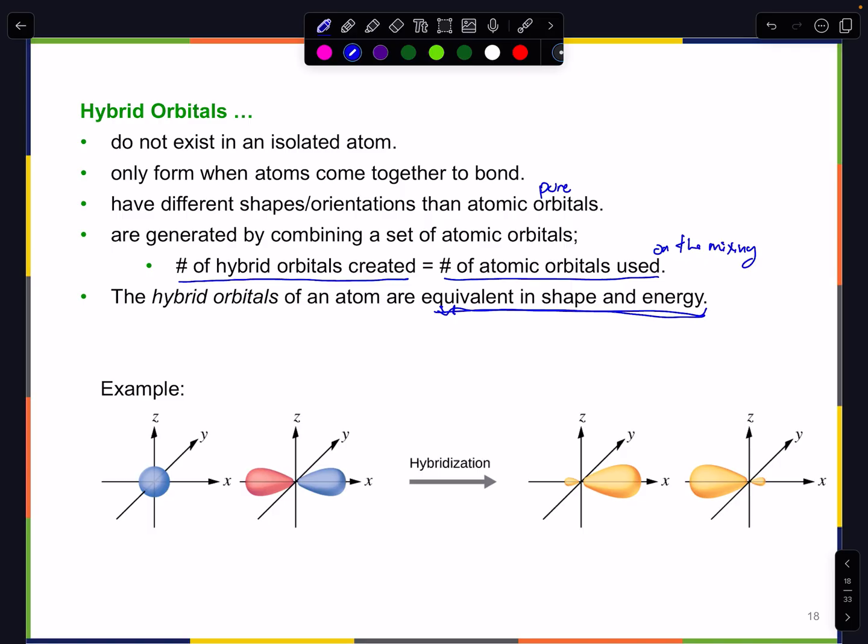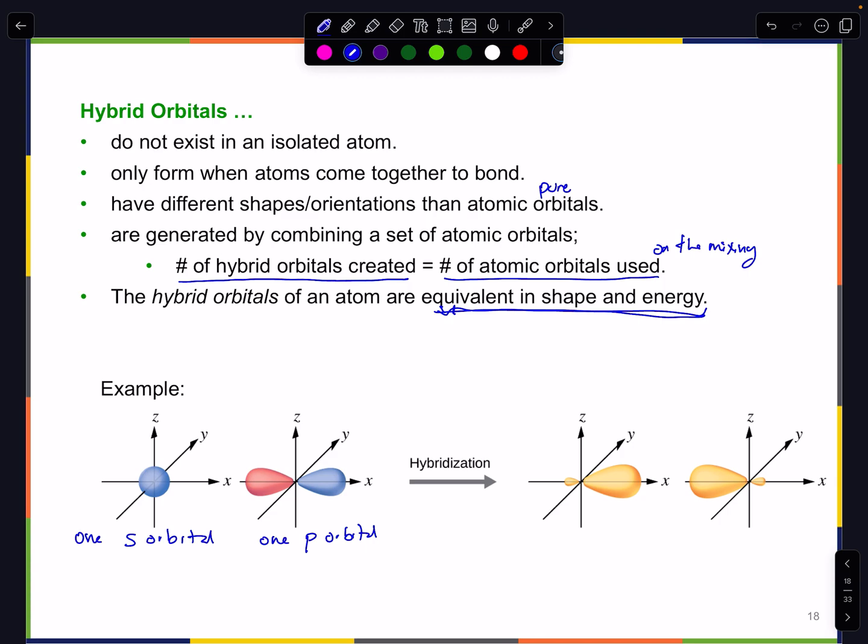Just to show one example, let's say that we get one s orbital, right? Just one of those, and we mix that with one p orbital, right? One p orbital.